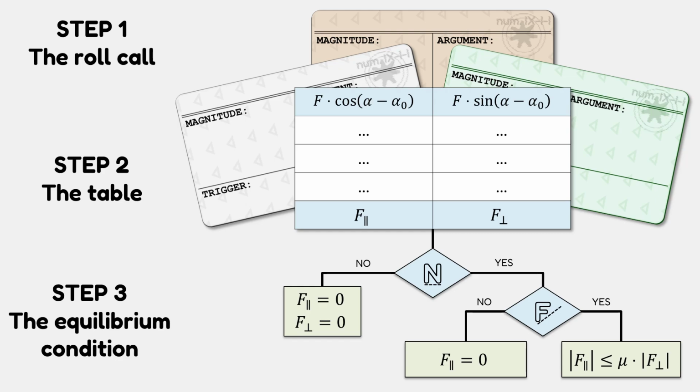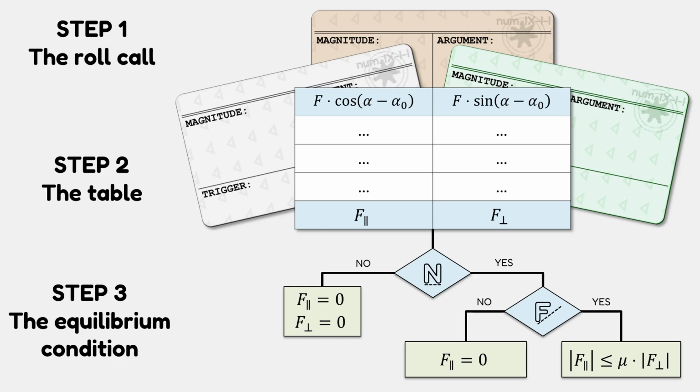If no solid surface is present, both F parallel and F_perp must be 0. If a contact surface is present but no friction, then the equilibrium condition becomes F parallel equal to 0. Finally, if friction is present, F parallel must be less than or equal to μ times F_perp in absolute value.